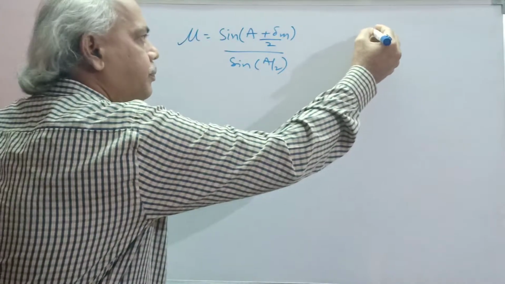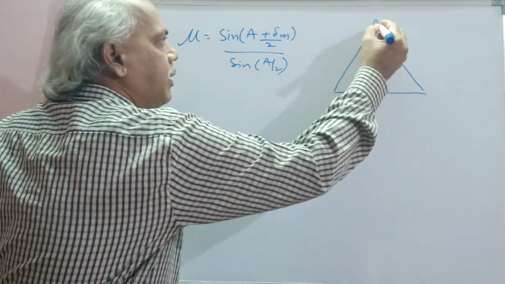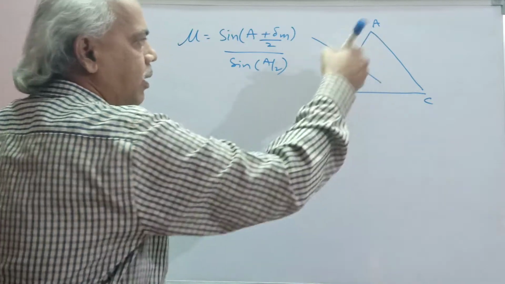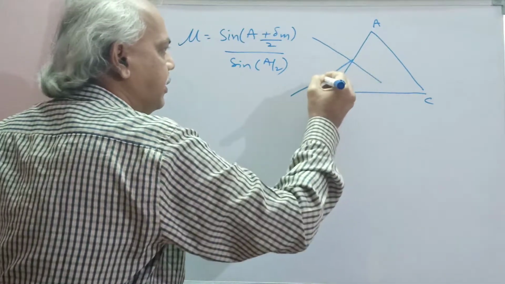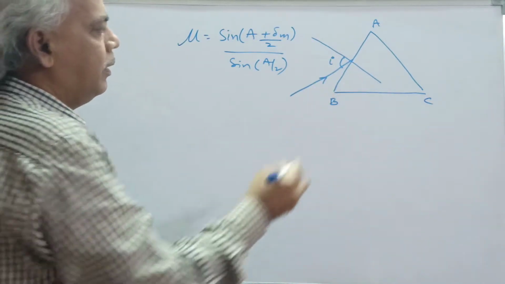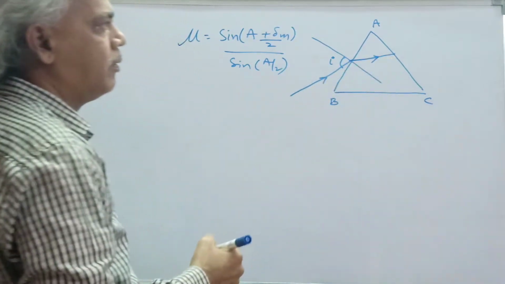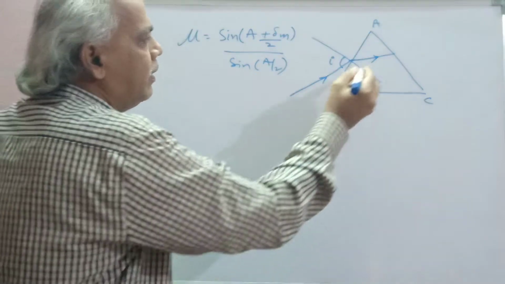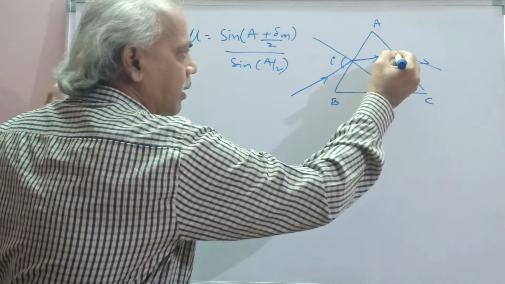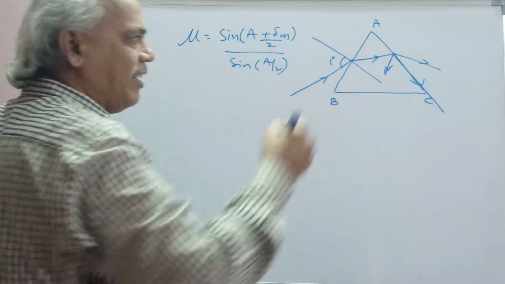Here ABC is a prism, with a normal line on AB, and this is the incident ray. This is the angle of incidence. The incident ray refracts into the prism. Then this refracted ray emerges out, or grazes, or total internal reflection takes place.